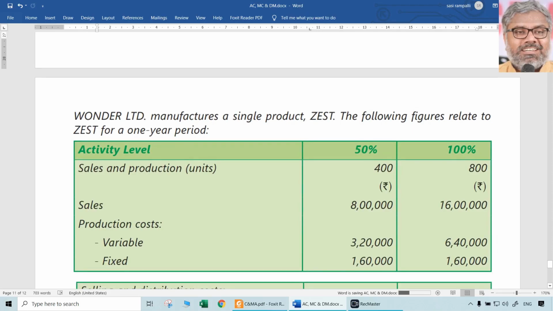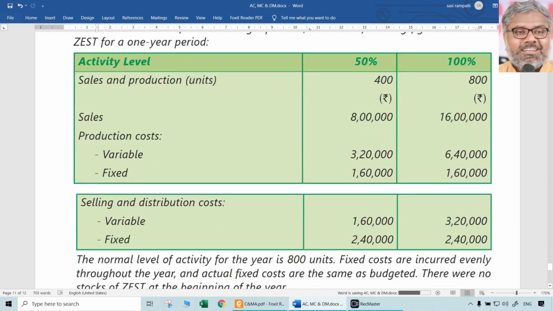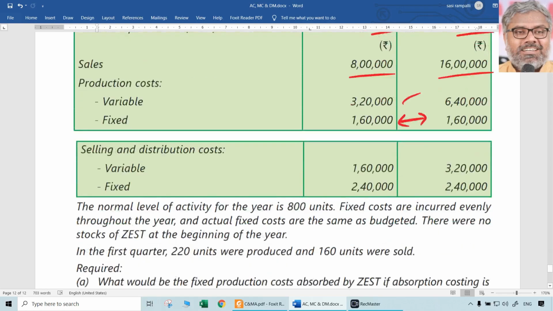Wonder Limited manufactures a single product, Jest. The following figures relate to Jest for a 1 year period. If the activity level is 50% and if the activity level is 100%, what will be the sales and production in units? That is given as 400 units and 800 units. Sales are given in rupees also, 8 lakhs and 16 lakhs. Naturally they will be doubled because the capacity also doubled. Variable cost will double naturally because it changes in the same line. Fixed cost will not change because it will be the same irrespective of the level of activity, very clear.